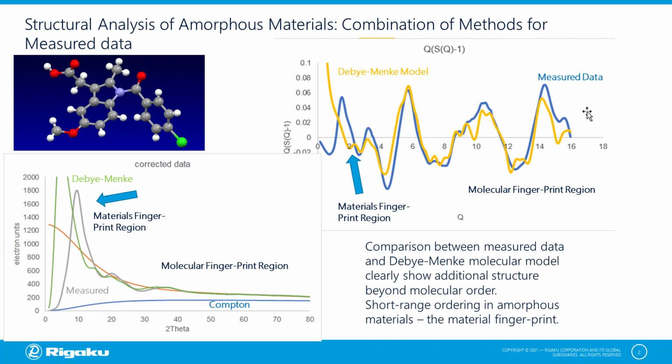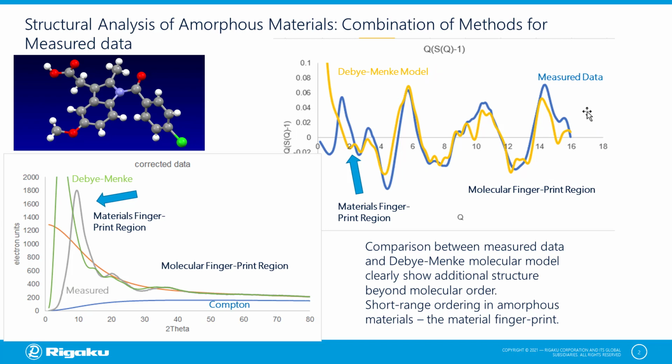And we can see two sort of remarkable things about these two data sets when we compare them together, the measured against the model or simulated data. At higher Q, let's say above about 6 inverse angstroms, then the Debye-Menke QS of Q minus 1 agrees fairly well with what we're actually observing in the measured data itself. And we sort of label this one the molecular fingerprint region. So the QS of Q minus 1 derived directly from the Debye approach for a single molecule follows this high Q diffraction response really, really quite well, very well indeed, in fact.